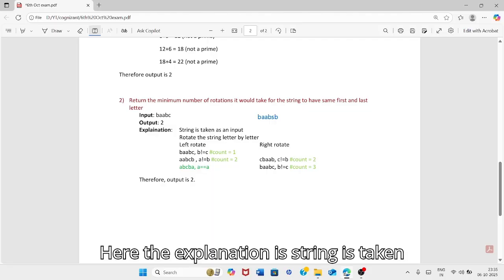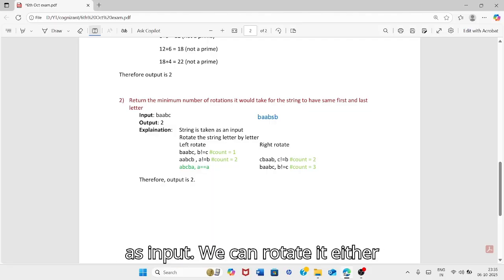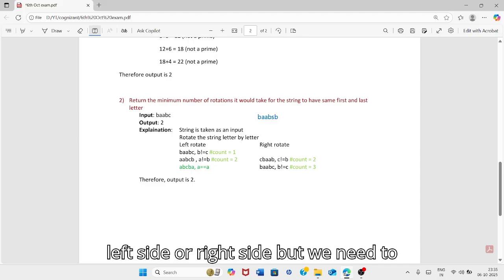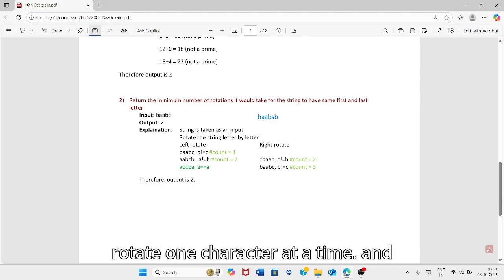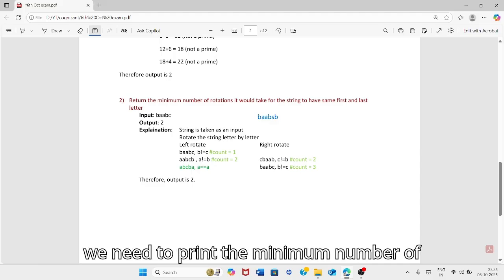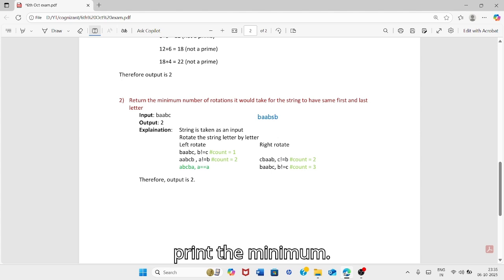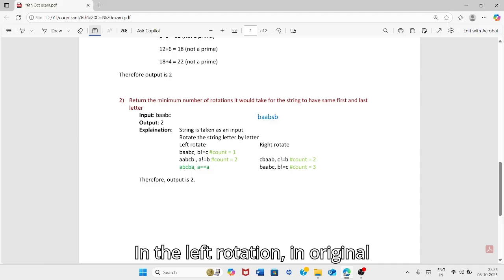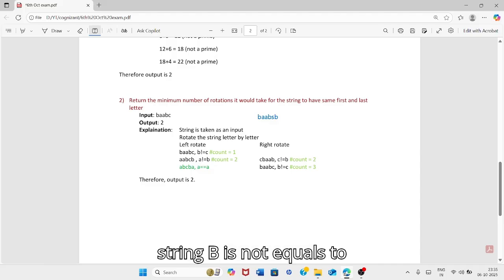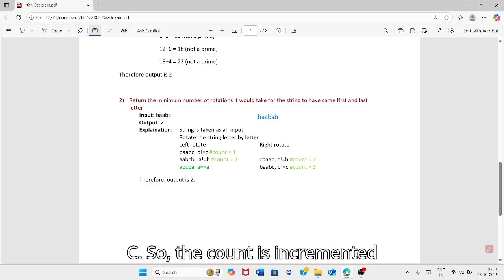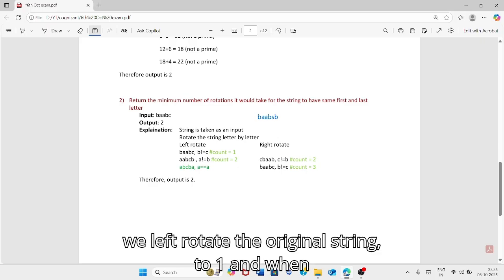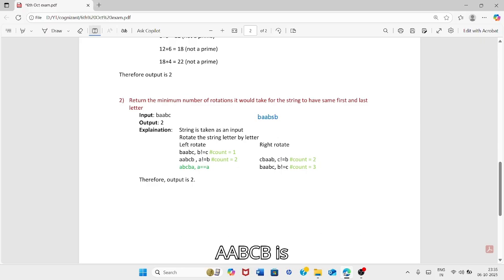Here, the explanation is a string is taken as input. We can rotate it either left side or right side. But we need to rotate one character at a time, and we need to print the minimum number of rotations taken. So we need to compare both left and right rotations and print the minimum. In the left rotation, first letter B is not equal to C. So the count is incremented to 1, and when we left rotate the original string, A, B, C, B is what we get.